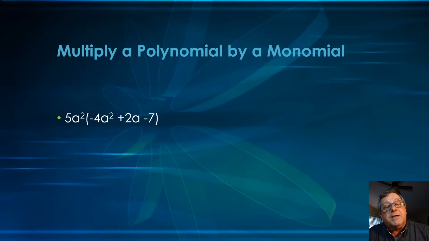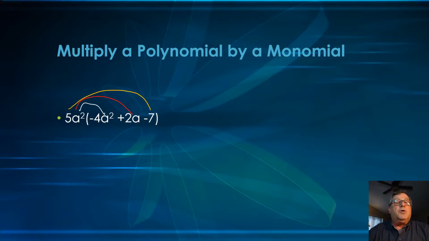I'm going to multiply 5a squared times negative 4a squared. And then we're going to multiply 5a squared times 2a. And then we're going to multiply 5a squared times this negative 7. So let's get started. So we got 5a squared times negative 4a squared. Well, this is going to be negative 20a to the fourth. Remember, when we multiply exponents, we add them. We add the exponentials, the exponents.